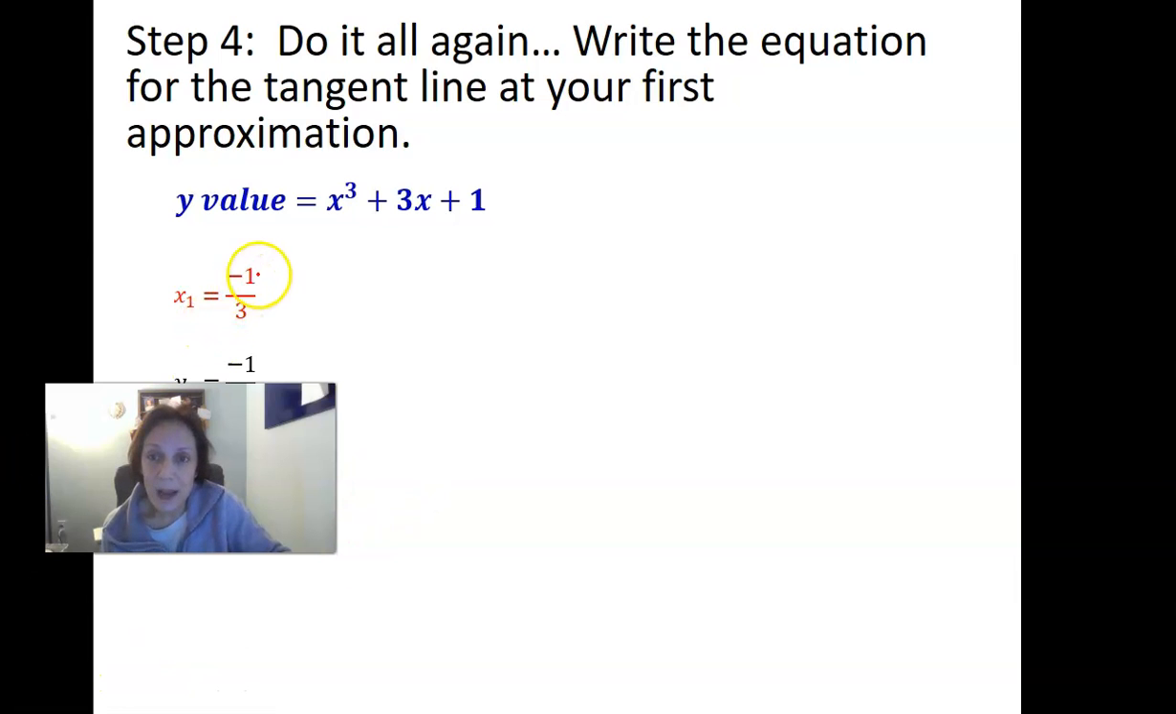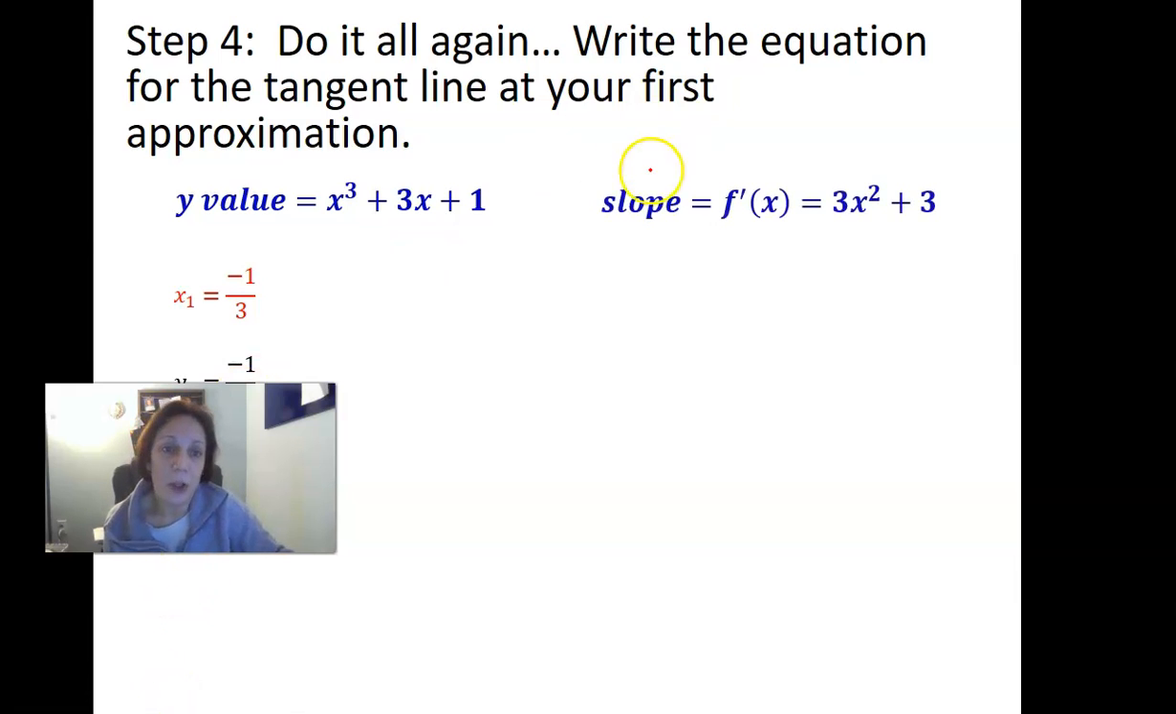So if I take my negative 1/3 and I plug it into this equation, I get a nice, beautiful negative 1/27. I'm leaving it in fraction form because I have absolutely no desire to write that out in decimal. Okay, my slope, 3x squared plus 3. If I plug this negative 1/3 into that, I get a slope of 10/3. Okay, so if I'm filling in my table at this point, I have x1, y1, and m1.